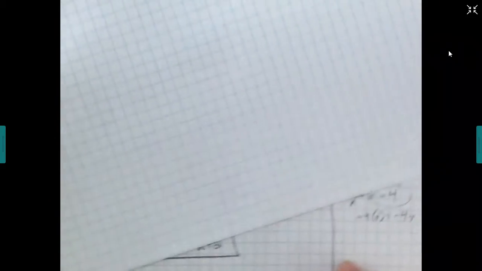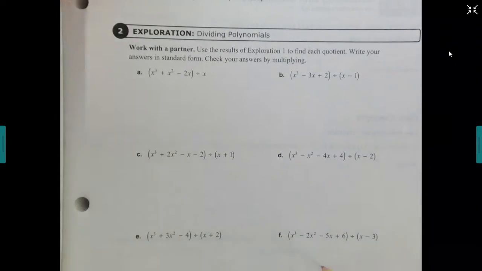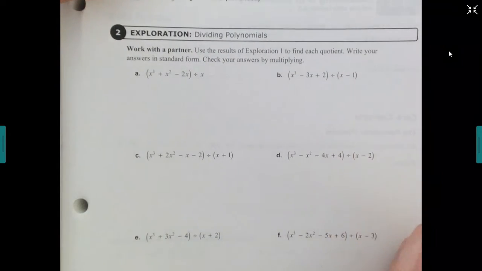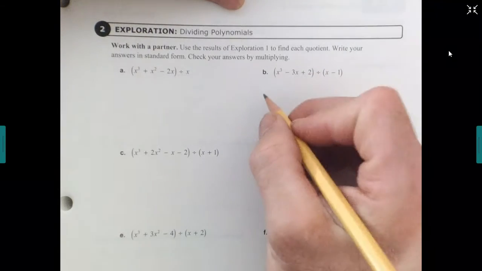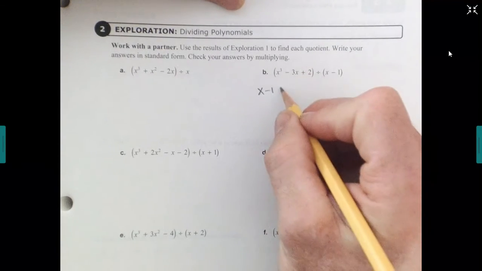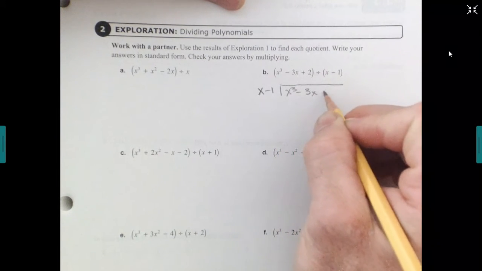Since this is tough, let's check out a couple problems in here. Which one should we do? Let's do this one. So I'm going to rewrite this. So I have x minus 1, x to the third minus 3x plus 2.